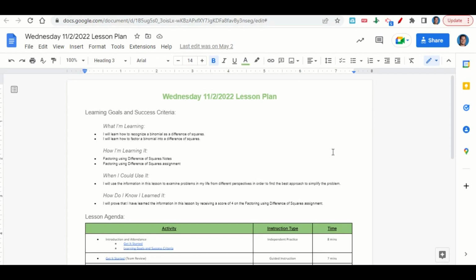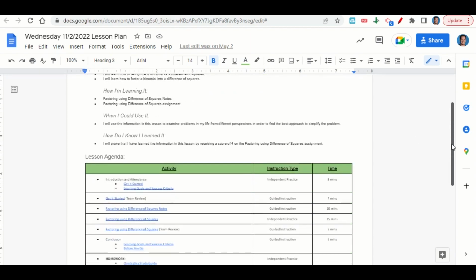First, what are we learning? We're learning how to recognize a binomial as a difference of squares and how to factor a binomial into a difference of squares. How are we learning it? Through the factoring using difference of squares notes and factoring using difference of squares assignment. When can we use this information? To examine problems in your life from different perspectives in order to find the best approach to simplify the problem. How do you know you learned it? By getting a score of 4 on the factoring using difference of squares assignment.